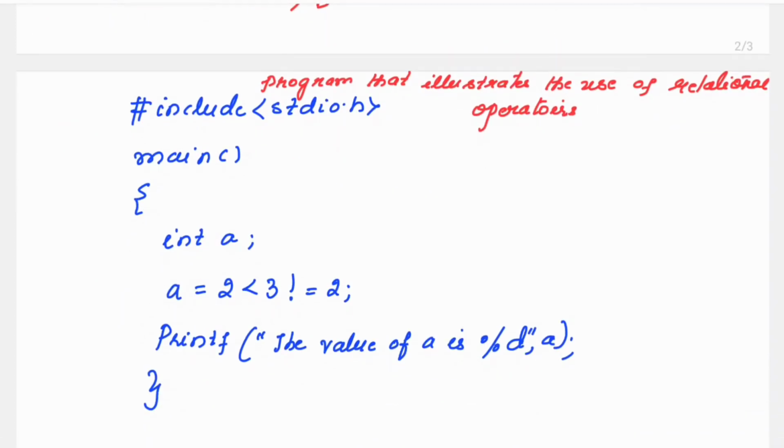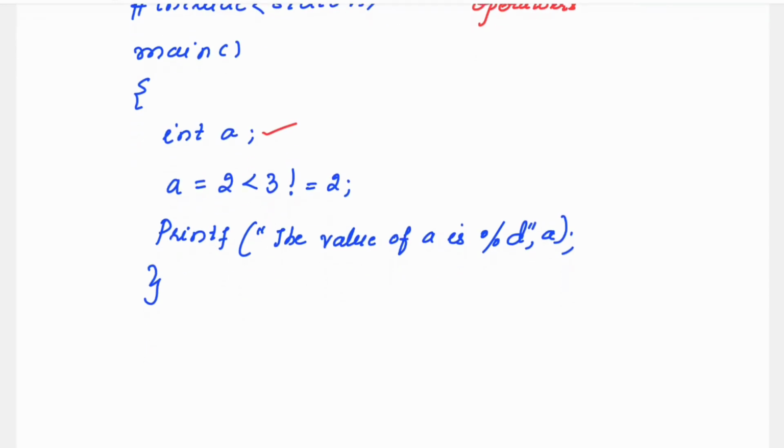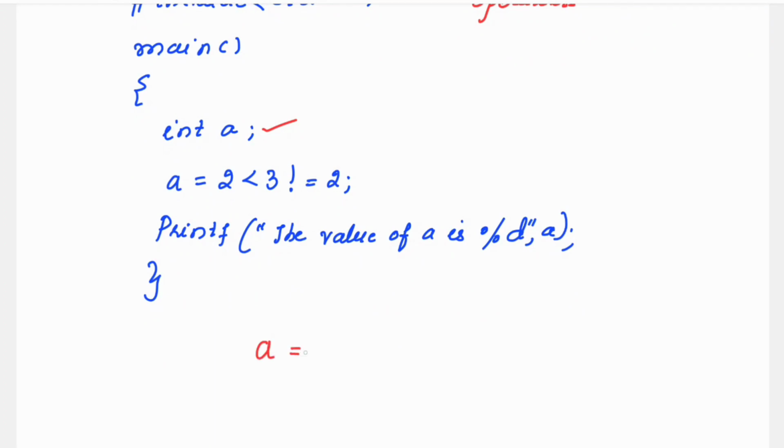Let us see one program which will illustrate the use of the relational operator. Here in the program we have declared a variable A of integer data type, and there is an expression for A. That means this expression has to get evaluated, and the value of this expression will get assigned to variable A. Here we are having two operators.